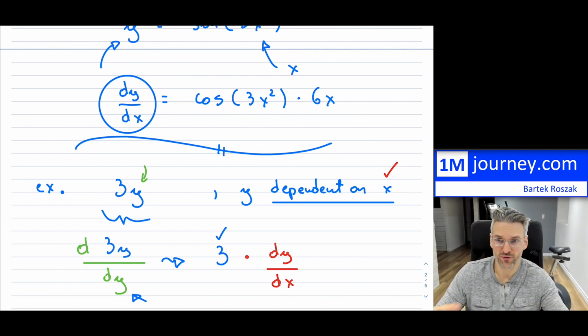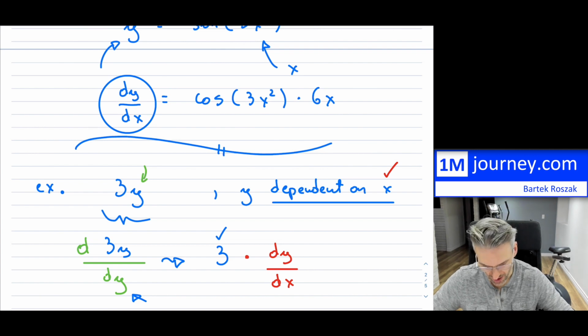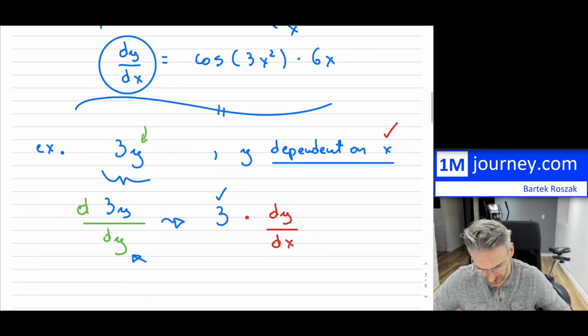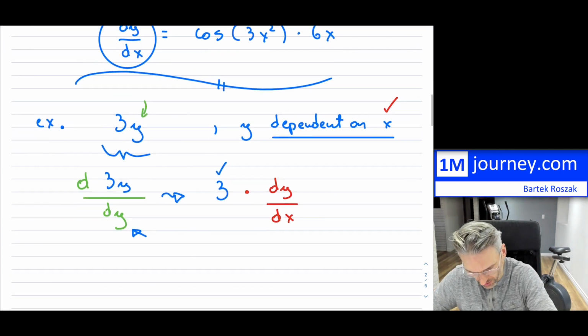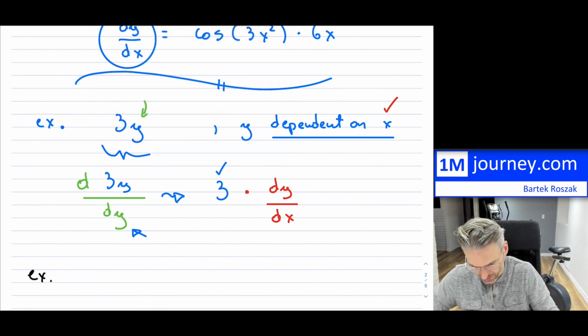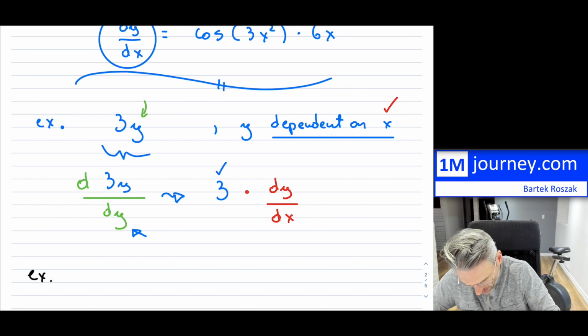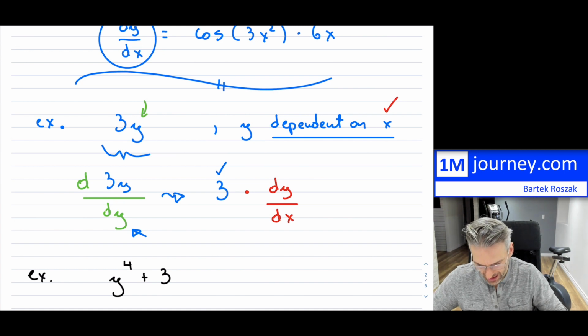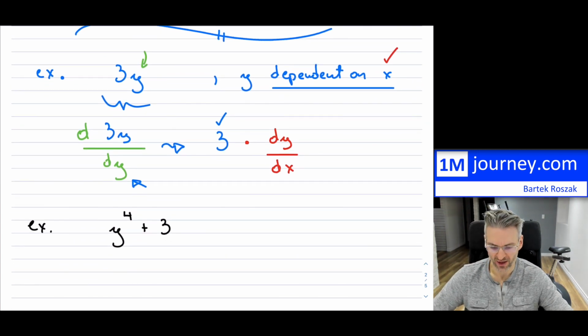Now let me give you a few examples and continue with this pattern, hopefully so that you get a little bit of a better understanding as we continue. If I give you another example, say I have y to the 4th plus 3, and now I want to take the derivative. Again, I'm believing that my y is dependent on x.